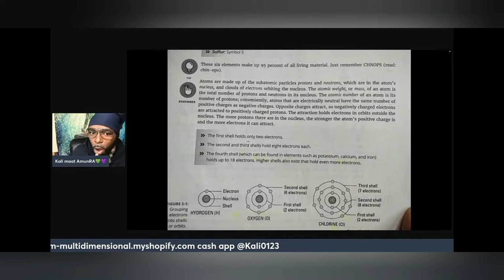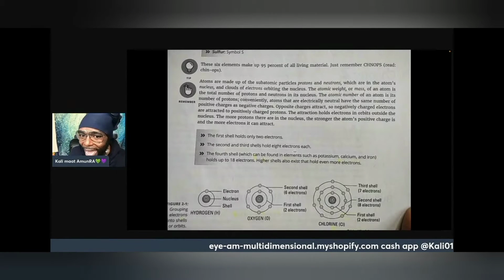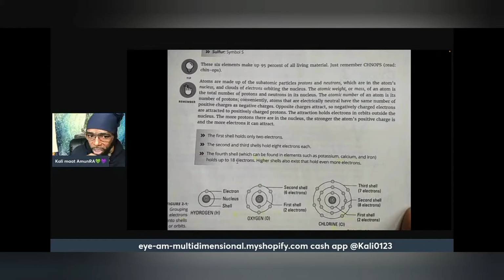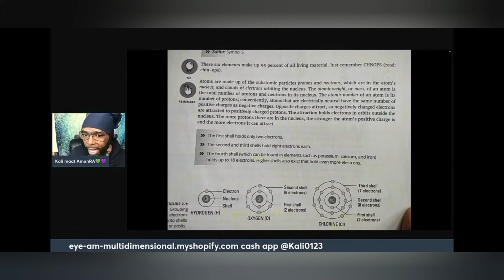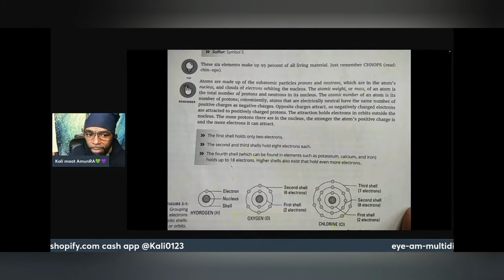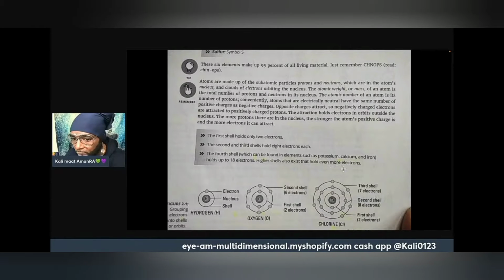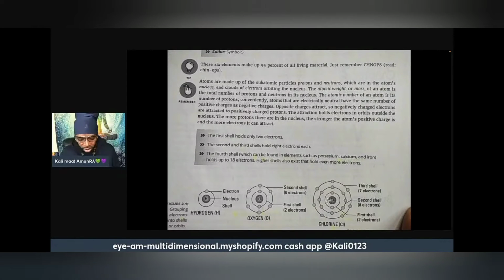Now, I want you to look at this. The first shell holds only two electrons. Two electrons, protons and electrons. The second and third shell holds 8 electrons each. The fourth shell, which can be found in elements such as potassium, calcium, and iron, holds up to 18 electrons. Higher shells also exist that hold even more electrons. So let me just show you this. You see this? You see this right here?